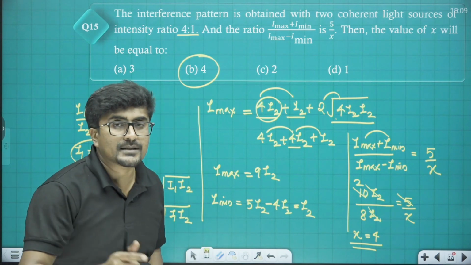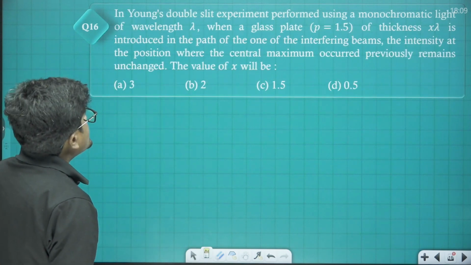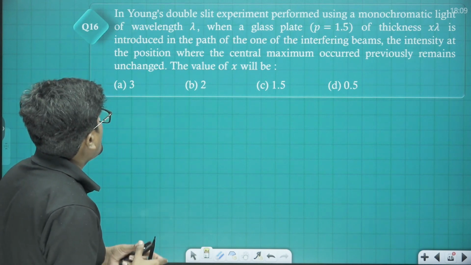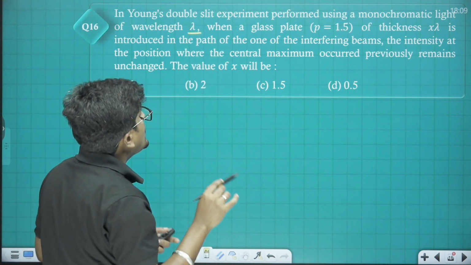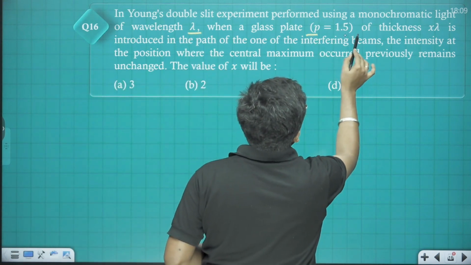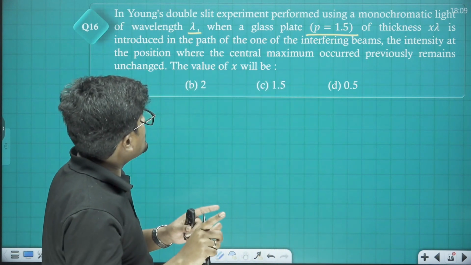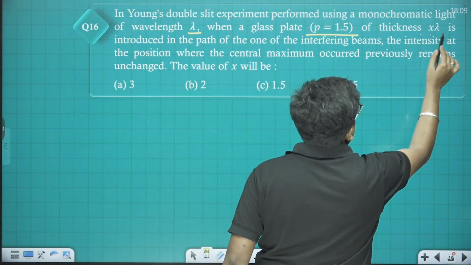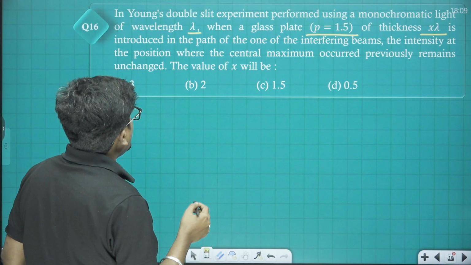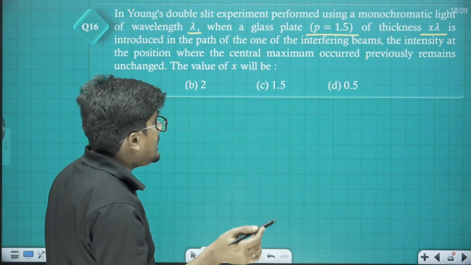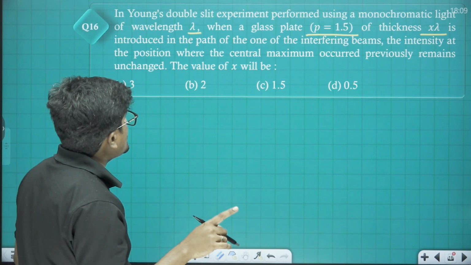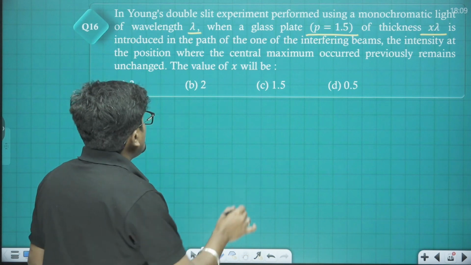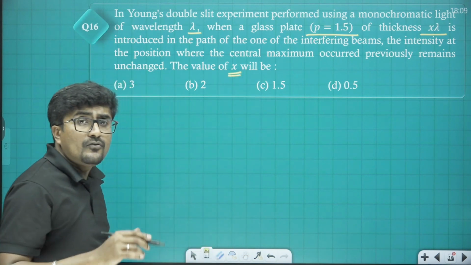Next is question number 16. The question says, in Young's double slit experiment performed using a monochromatic light of wavelength lambda, when a glass plate of refractive index 1.5 of thickness x times lambda is introduced in the path of one of the interfering beams, the intensity at the position where the central maximum occurred previously remained unchanged. Then what is the value of x?